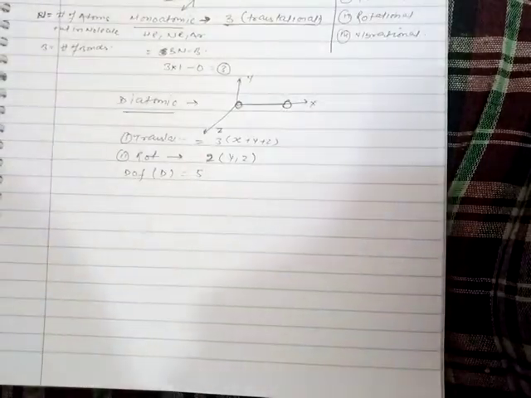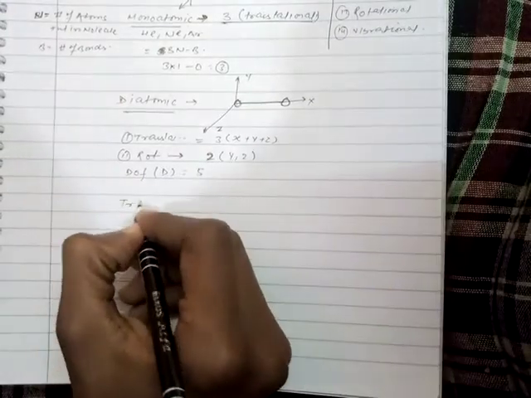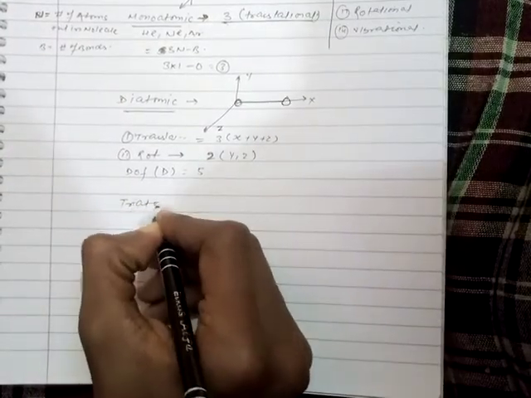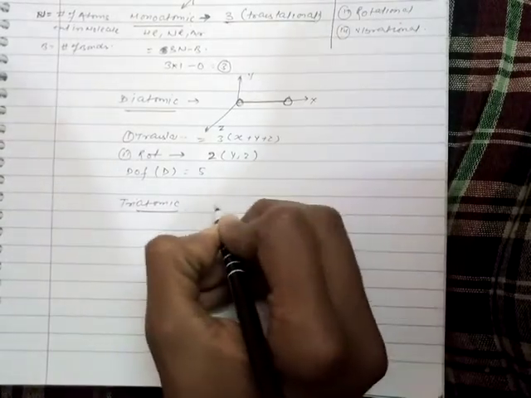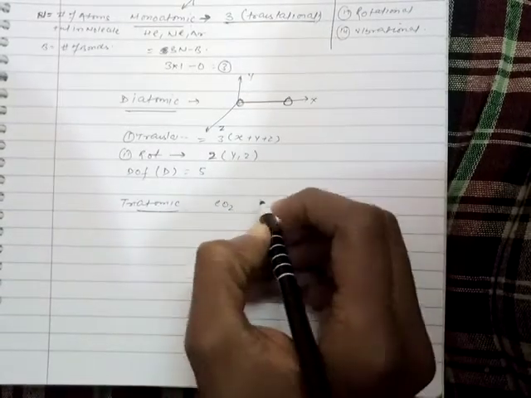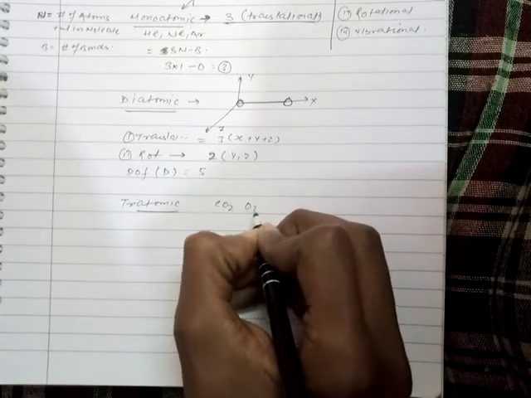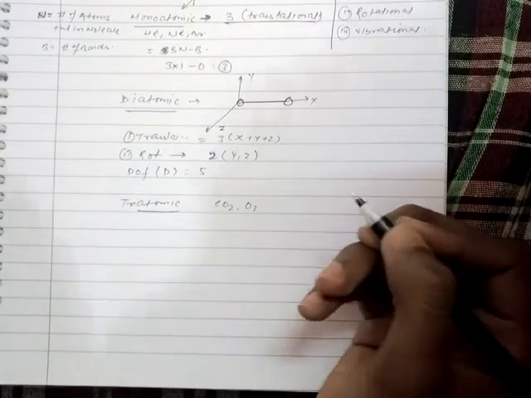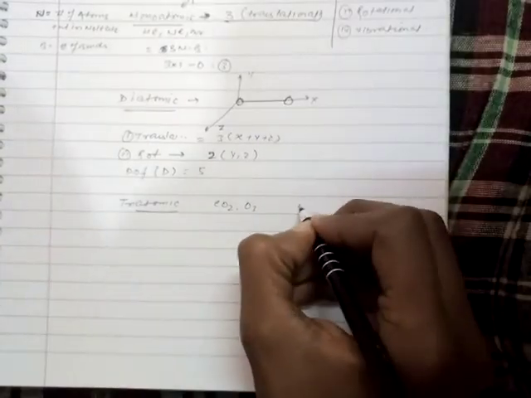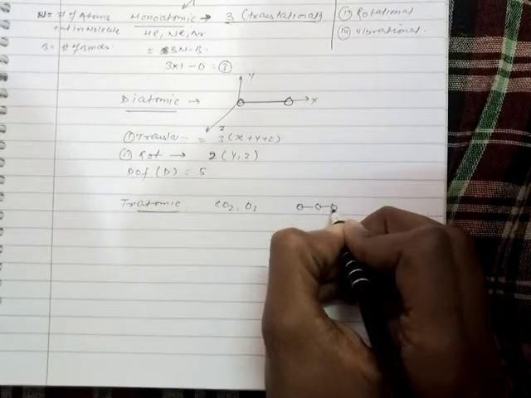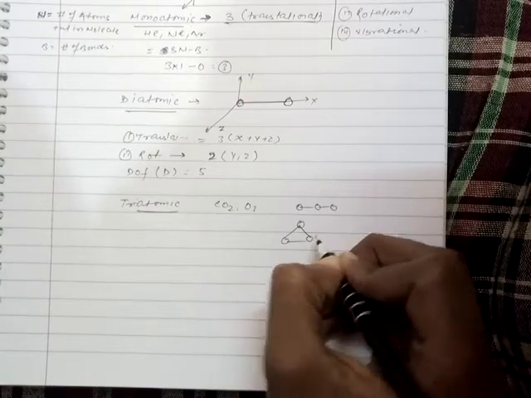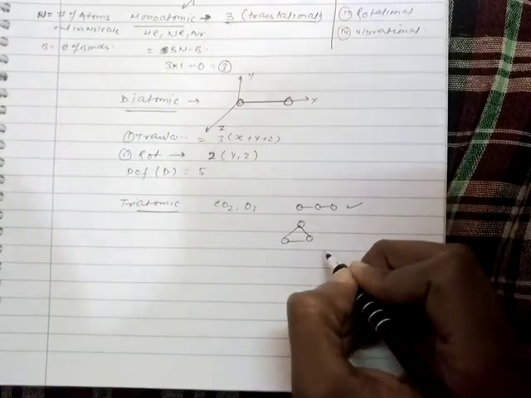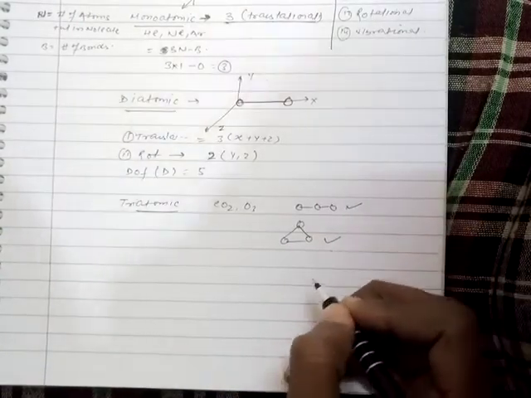Now we will talk about triatomic molecules. Triatomic molecules could be like CO2 and O3 or different gases. There are two types of triatomic molecules: one is linear and one is non-linear. First of all we will talk about linear, and then we will talk about non-linear.